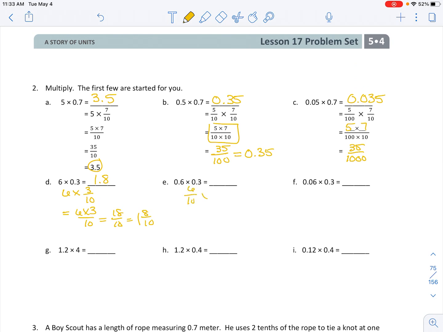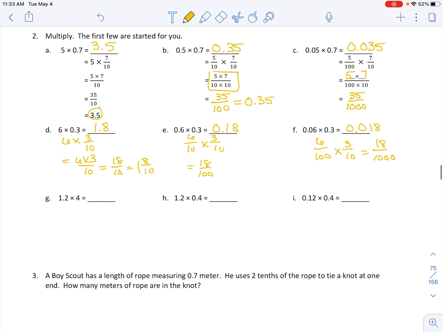So for E, we have 6/10 times 3/10. We should end up with 18 hundredths, which is 0.18. 6 hundredths times 3/10 is 18 thousandths, which is 0.018.